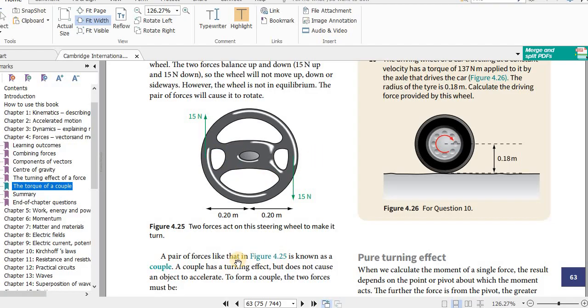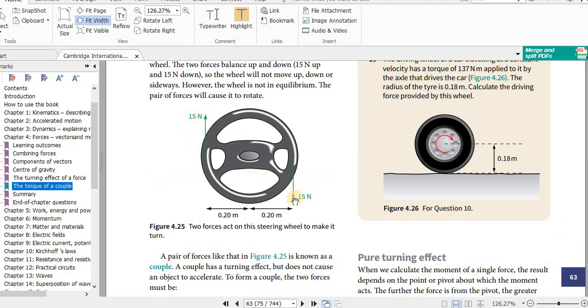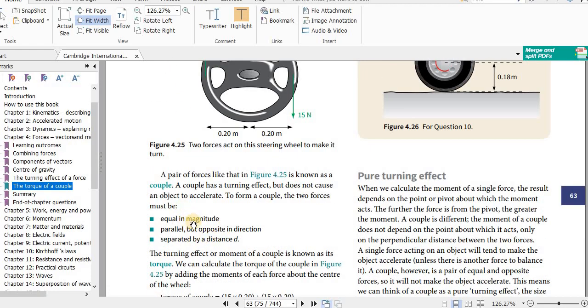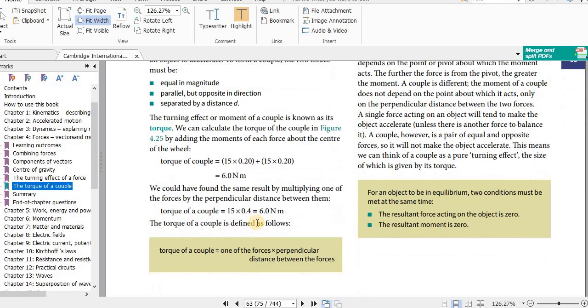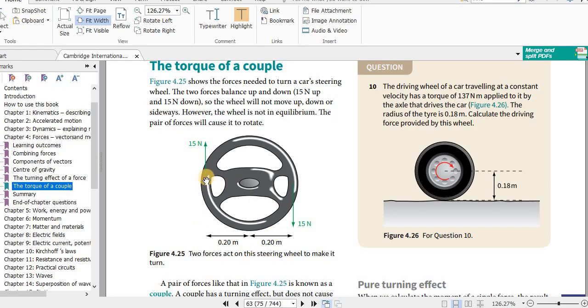This is what we call a couple. A pair of forces like that in figure 4.25 is known as a couple. A couple has a turning effect but does not cause an object to accelerate. So it tries to rotate this, or turn this steering wheel in this case. To form a couple, the two forces must be equal in magnitude, parallel but opposite in direction, separated by a distance d. So another key point is that they should be the same size. These are the criteria to form a couple. Parallel but in opposite direction means anti-parallel. Then the torque of a couple is one of those forces times the perpendicular distance between them. In this case, it's 15 times this distance, which is 0.4.